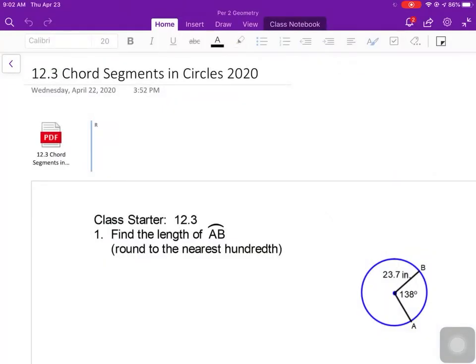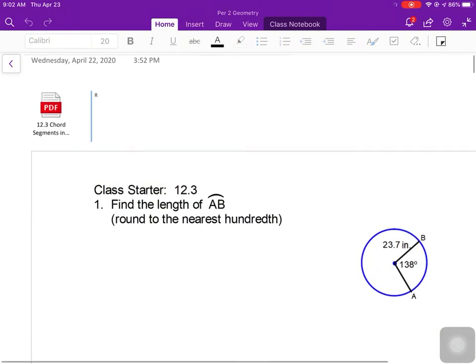In the first section of chapter 12, we talked about arc length and circumference. Circumference is the distance around a circle, somewhat like perimeter, or exactly like perimeter would be called in another type of polygon. And arc length is just a piece of it. So let's review a couple of those problems first.